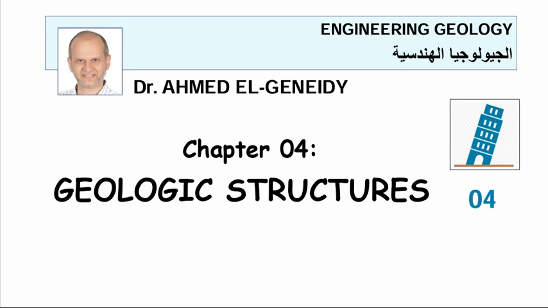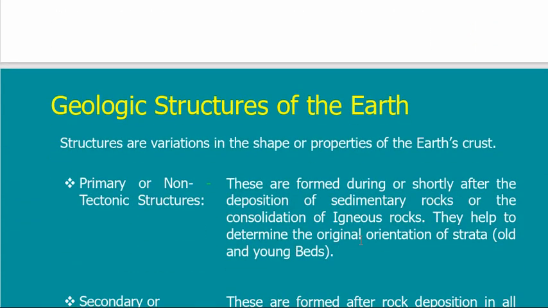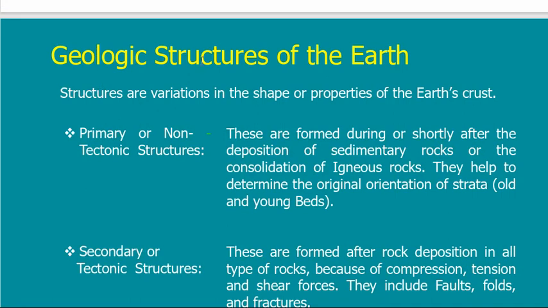Are they leveled? Are they inclined? What happens to them when they collide with each other and something like this? To study geologic structures, we have to define two main groups: primary and secondary tectonic structures, or primary or non-tectonic structures, and secondary or tectonic structures.